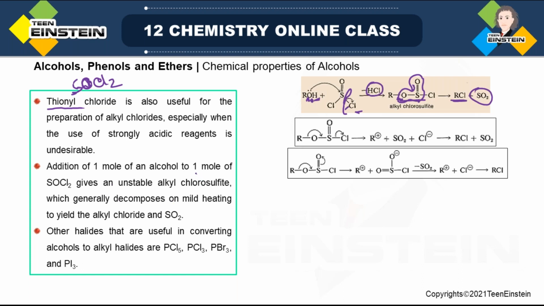Addition of 1 mole of an alcohol to 1 mole of SOCl2 gives an unstable alkyl chlorosulfite. So the first intermediate that is produced is not very stable. Finally it will decompose, if you heat it mildly, to yield the alkyl chloride and SO2.